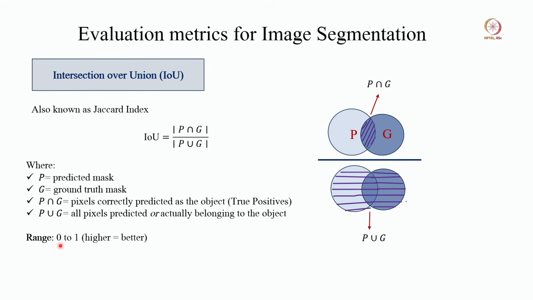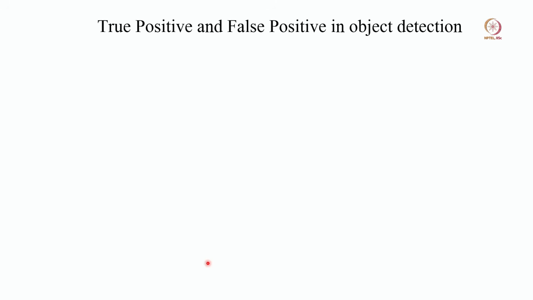Okay. Now this value ranges between 0 to 1. If the value is higher, it is better. That means your P intersection G value is high. That means the overlap portion between your predicted and the ground truth mask is more. Okay. So that is about intersection over union evaluation metric for image segmentation.